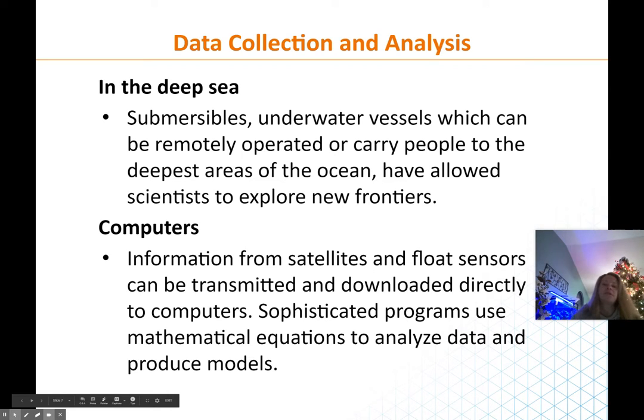All right, so in the deep sea, we use submersibles. So we send submersibles down into the water, and we can look at things. We can study, analyze the ocean bottom, do all kinds of things. And then, of course, we use computers to analyze and figure the hard stuff out for us.